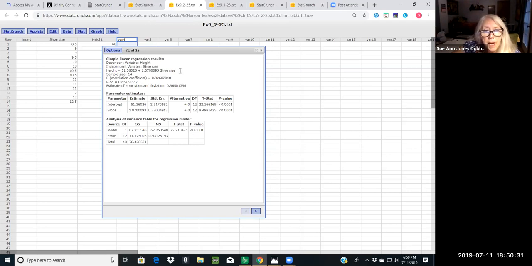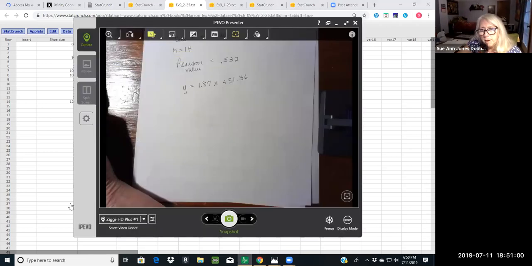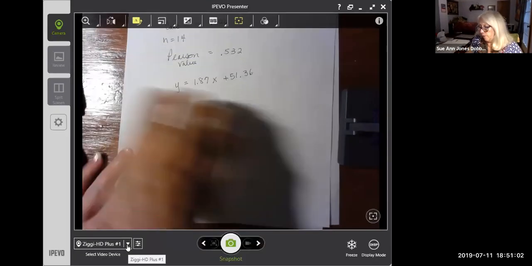Okay? And then here is the suggested linear relationship. Height, which was y, equals 1.87 times shoe size, which was x, plus 51.36. Okay, so I'm going to go back to my presenter window here. And I've written down the results from that screen.